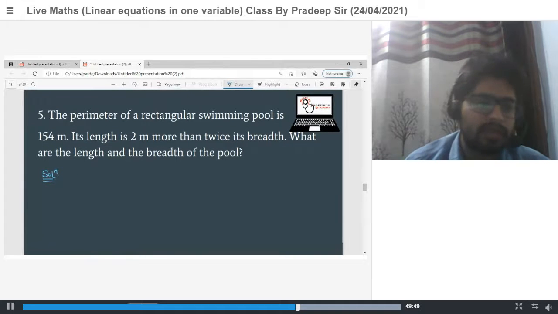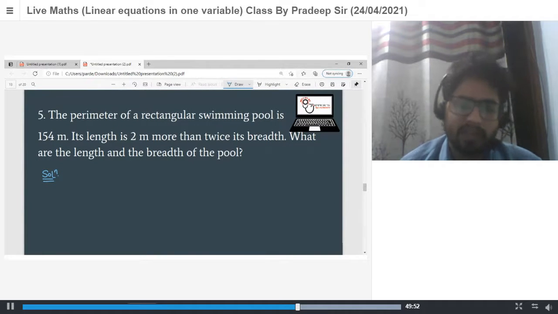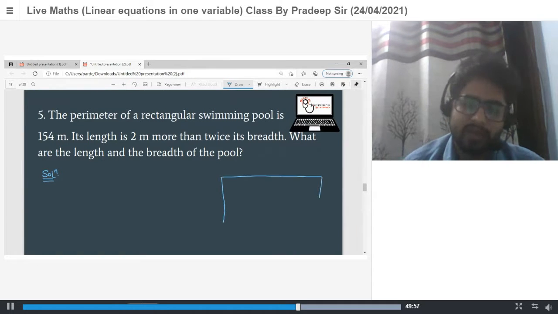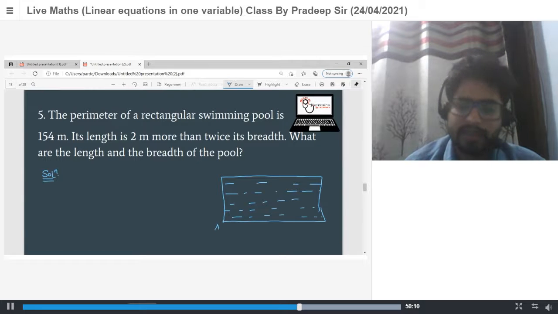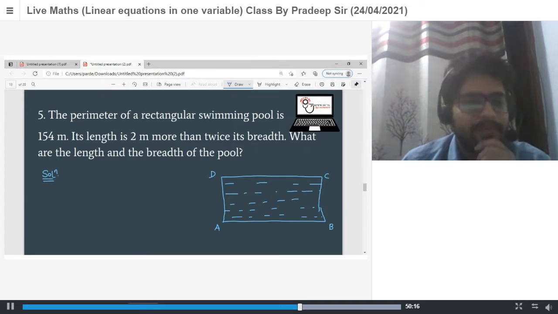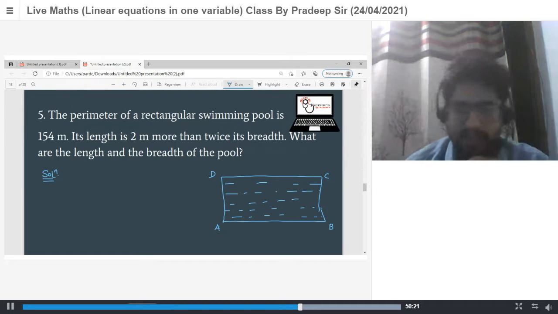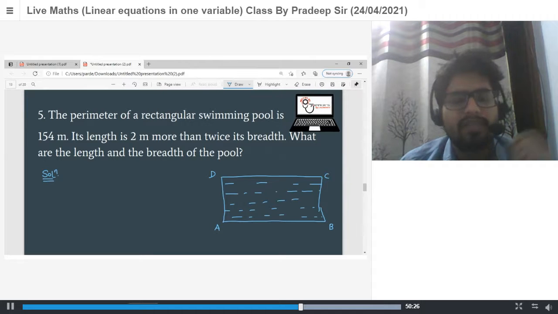What is the question? The perimeter of a rectangular swimming pool. Let's say this is my rectangular swimming pool, and this is your water. Let's say this is A, B, C, and D. This is your swimming pool. Let's say AB is your length and this is your breadth. Its length is 2 meter more than twice its breadth.